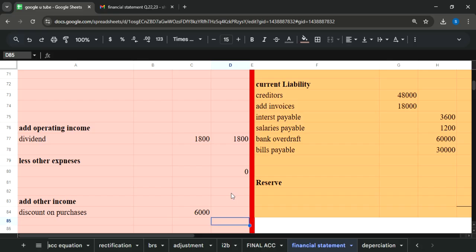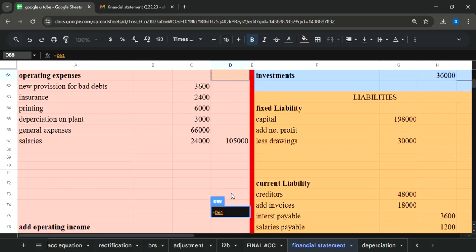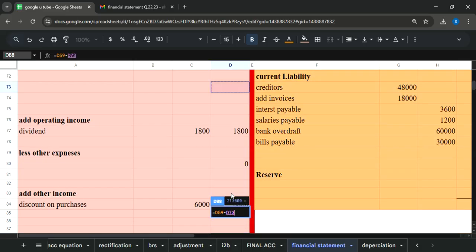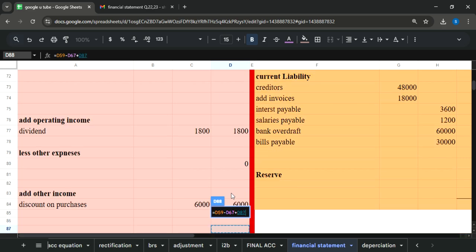And then we have one other income, 6,000. We are now ready to start our calculation for net profit. First we will take gross profit, then you will subtract other expenses. This is other expenses total. Then you will add your other income.